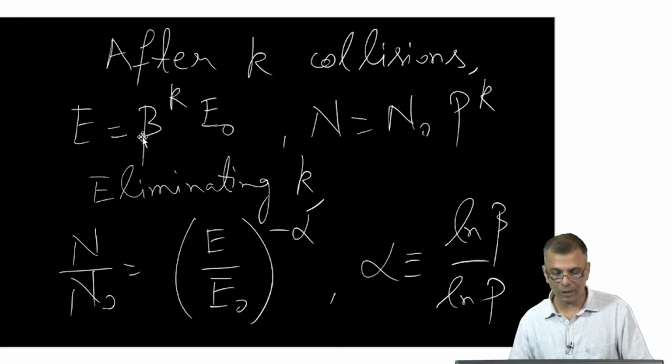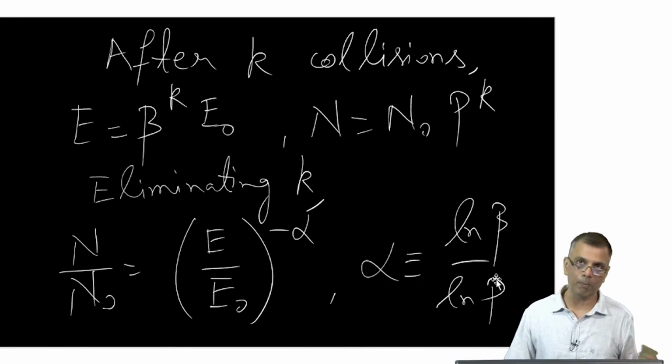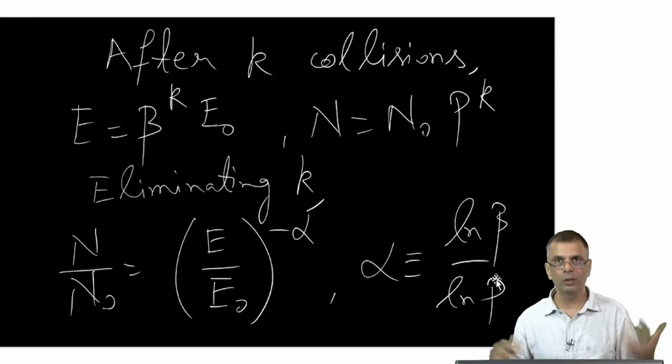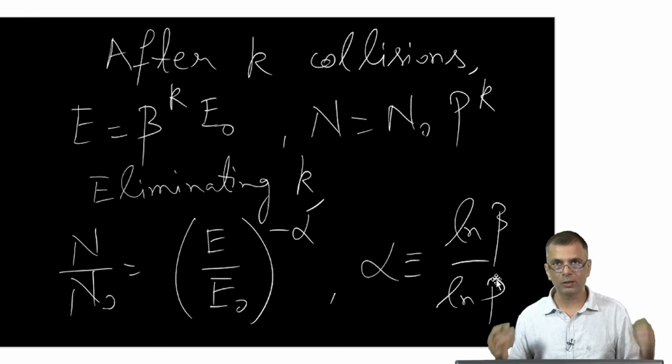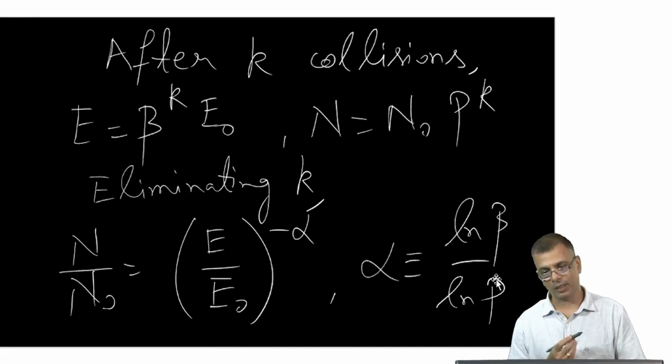The higher the energy, the lower the number. And in particular, if you eliminate k between here and here, you get a power law kind of distribution. So this would be the number of particles as a function of energy, and this has a power law distribution, and the index of the power law is ln beta over ln p. So this is a quick demonstration of how you could get a power law distribution of accelerated particles due to collisions with some sort of phenomenological scattering centers.